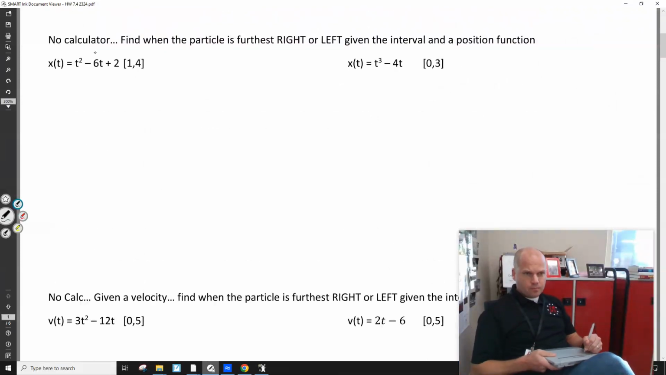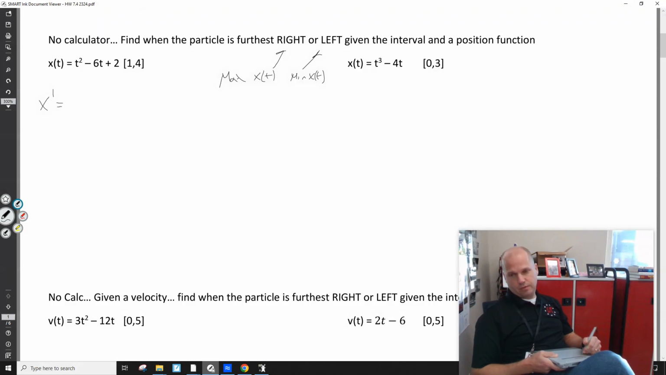All right, I have a position. I'm trying to find when the particle is furthest right or left. This gets translated to a max position, and this is a min position. So to find a max or a min position, I need to look at the derivative of position and its full analysis. I need the derivative of position.